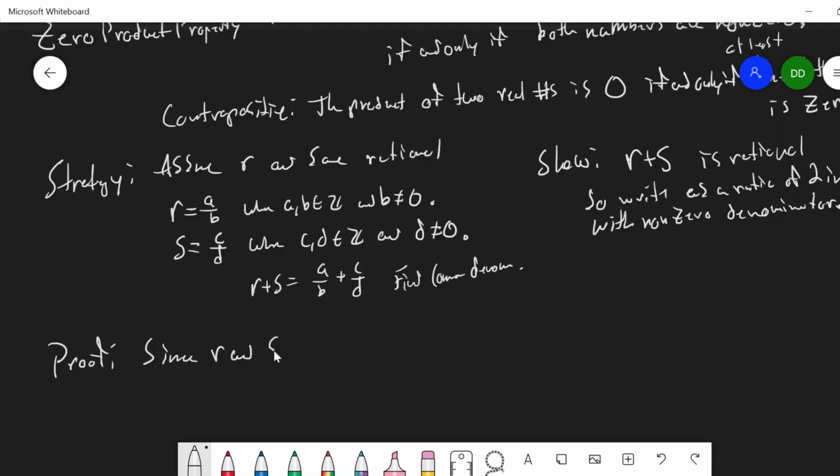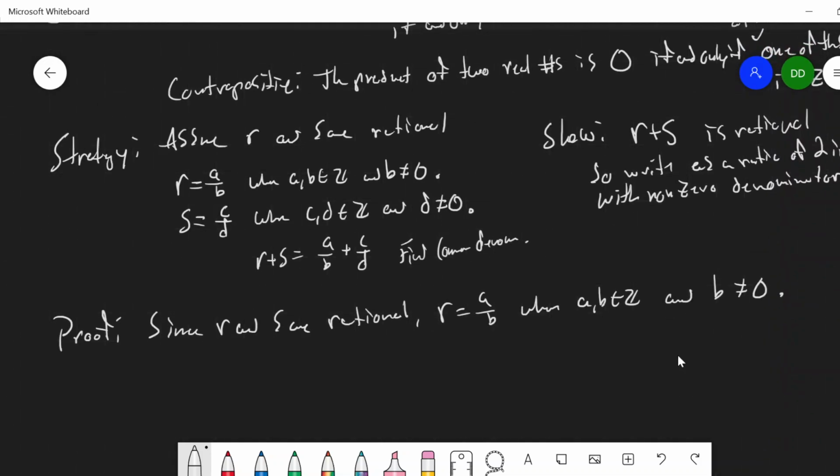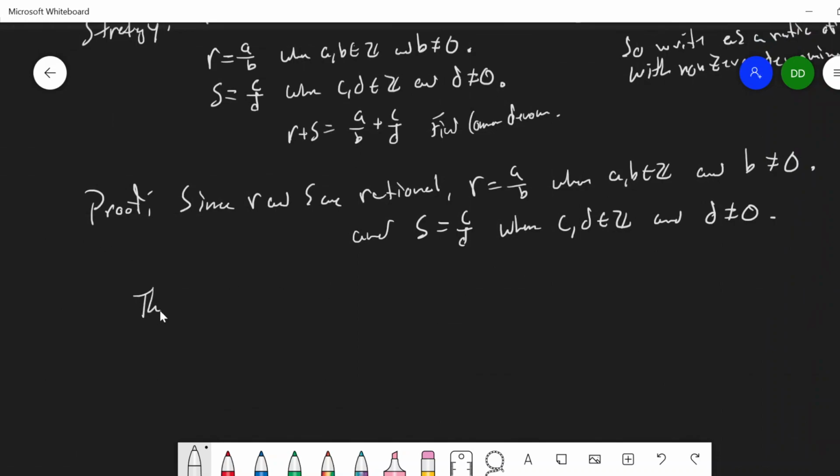Since R and S are rational, R is equal to A over B, where A and B are integers, and B is not equal to 0. And I can do the same for S, and S is equal to C over D, where C and D are integers, and D is not equal to 0. Now I'll take their sum. Then R plus S is equal to A over B plus C over D.